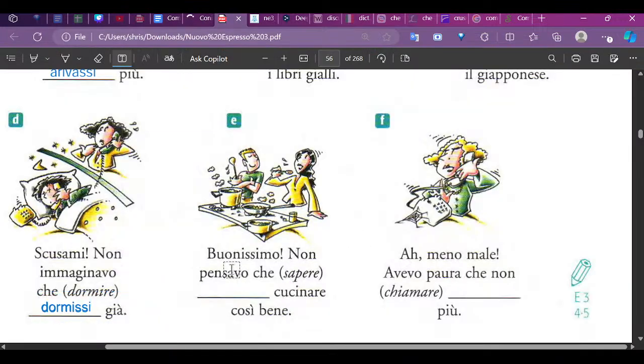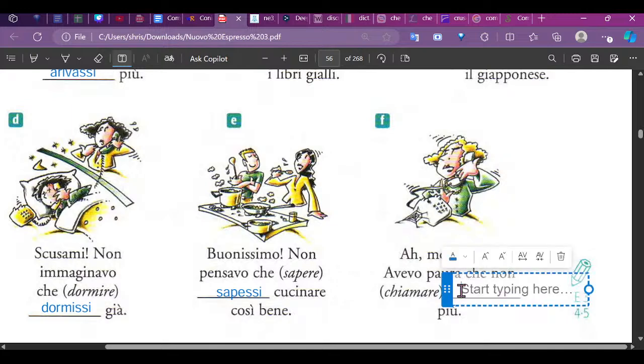Let me see. Buonissimo. Non pensavo che blank cucinare così bene. They're obviously related. They're close. So, non sapessi. Meno male. Avevo paura che non blank più. Chiamassi. Okay, let's check.